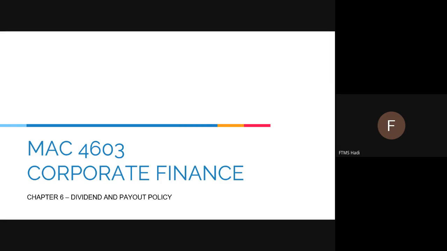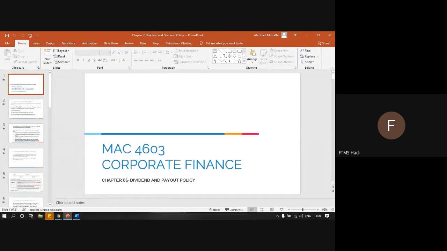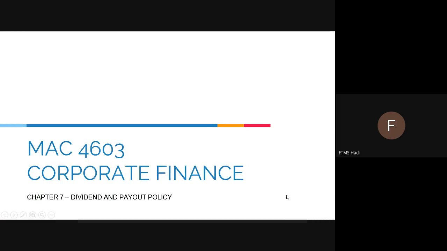All right. So chapter 6 is, I think, not chapter 6. Actually, it's chapter 7. Apologies for that. I will update the slide. Chapter 7 is on dividend and payout policy.